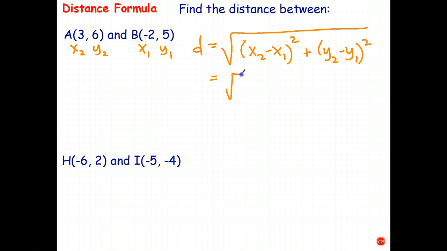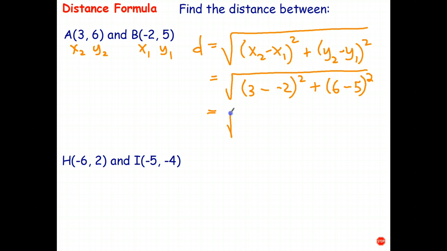Now we just have to substitute. In place of x sub 2, I put 3. In place of x sub 1, I put negative 2. In place of y sub 2, I put 6. In place of y sub 1, I put 5. It's just a matter of writing the formula, then substituting.